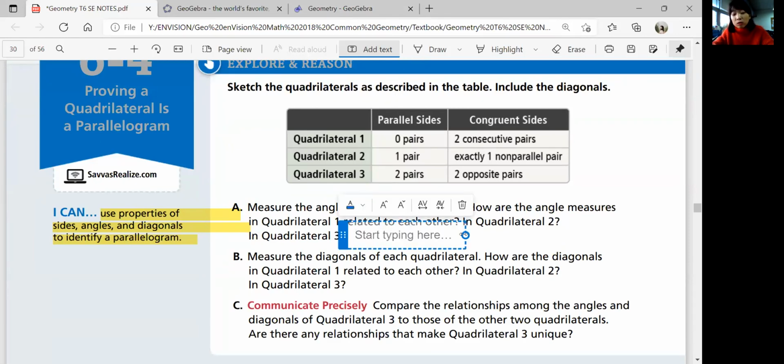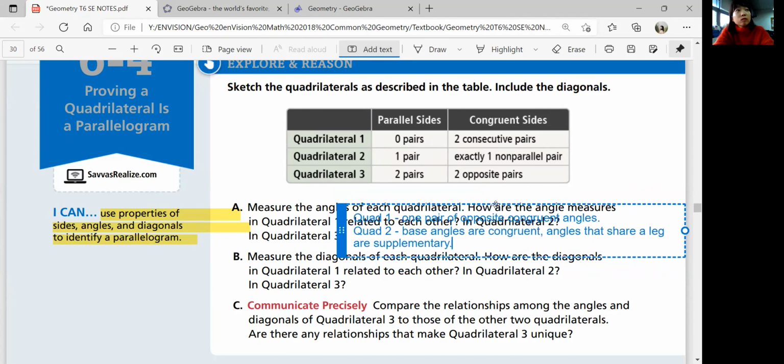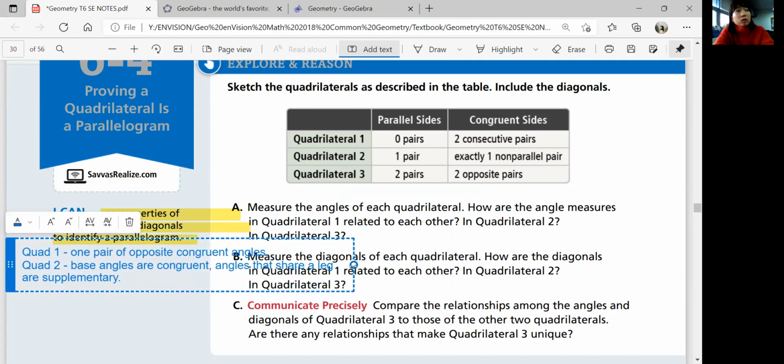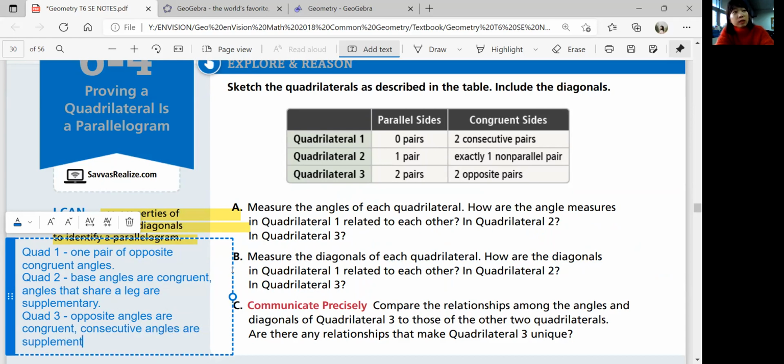I'm going to add text now so that you guys can better recognize my handwriting. So quadrilateral 1, one pair of opposite congruent angles. Quadrilateral 2, base angles are congruent. Angles that share a leg are supplementary. Quadrilateral 3, opposite angles are congruent. Consecutive angles are supplementary. Okay, so this is for part A.